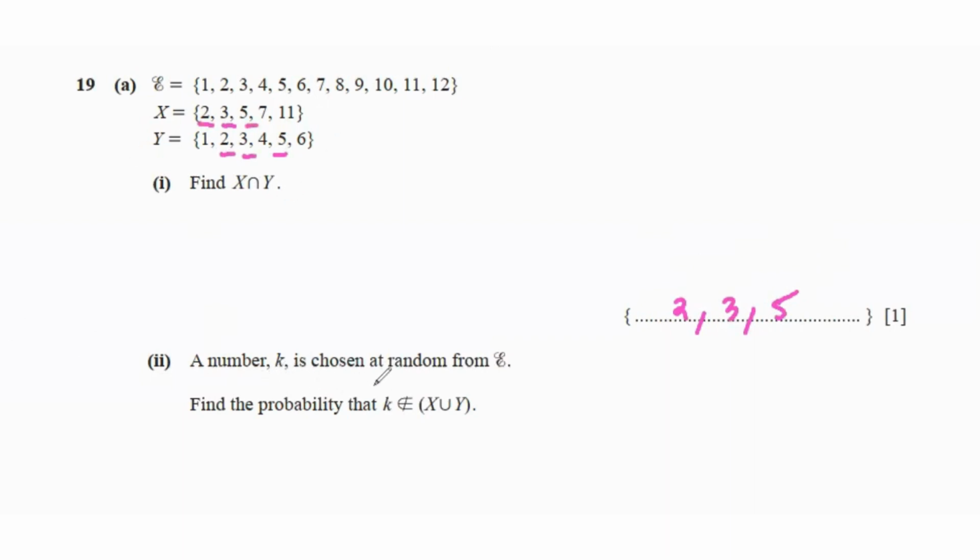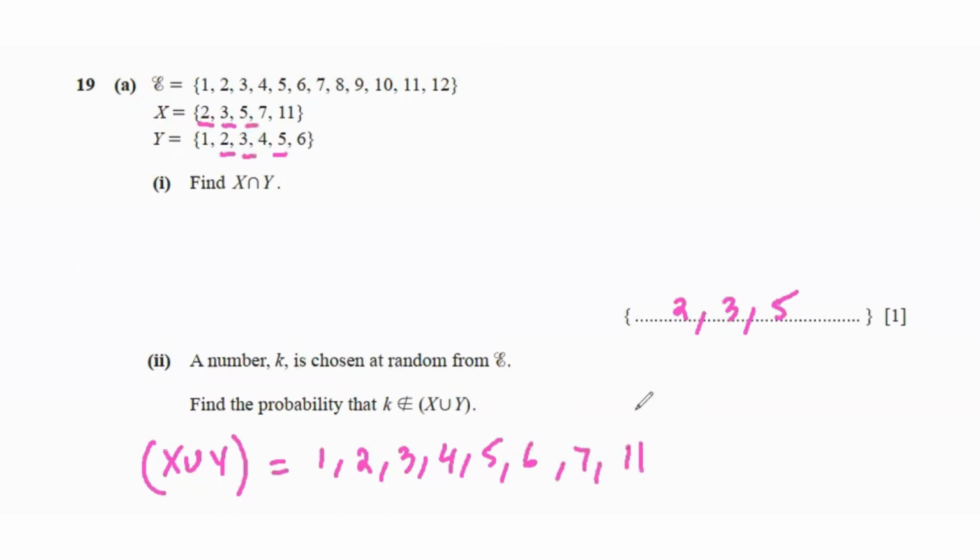Then it says a number k is chosen at random from the universal set. Find the probability that the k is not a subset of X union Y. So let's first find X union Y. X union Y would include all the elements in X and Y, and the ones that are repeated, we only write them once. So 1, 2, 3, 4, 5, 6, 7, and 11. These are the elements for X union Y.